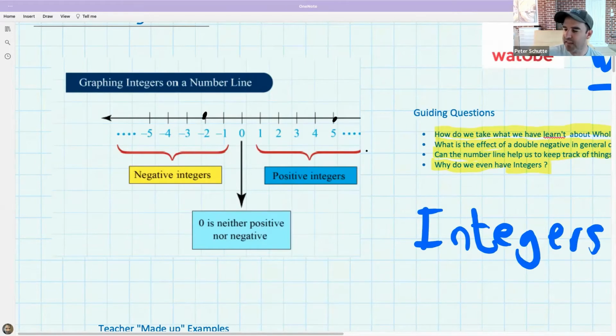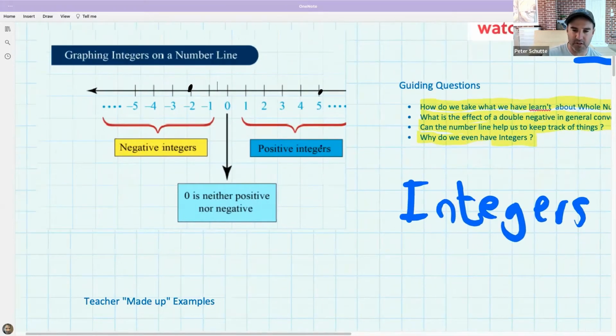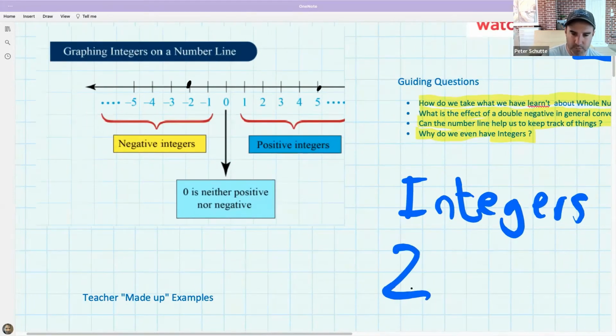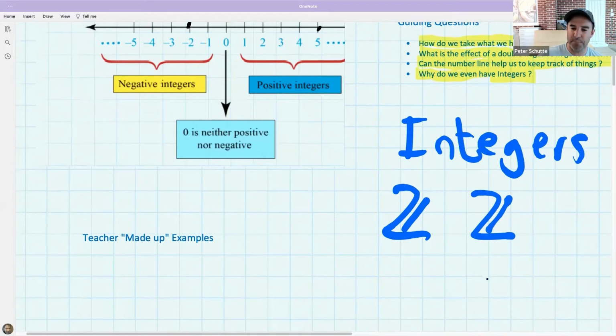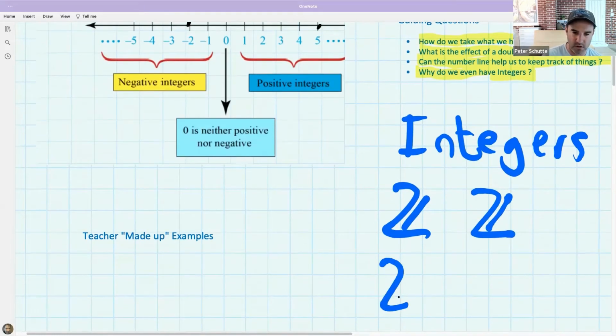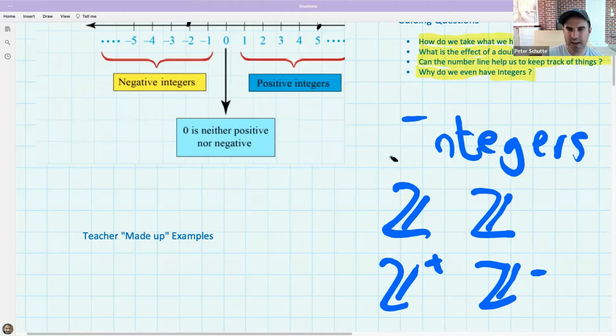And then the other thing is the symbol for an integer. It has its own symbol. The symbol is going to be the Z with an extra line like that. So that's the symbol for the integers. If you want the positive integers, you just go like this. If you want the negative integers, you just go like that. So that's a lot of words.